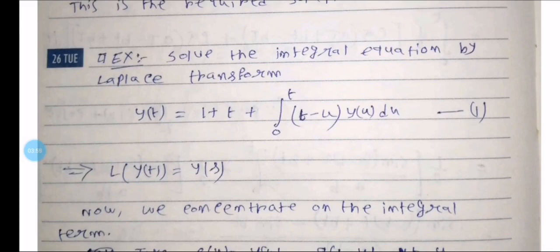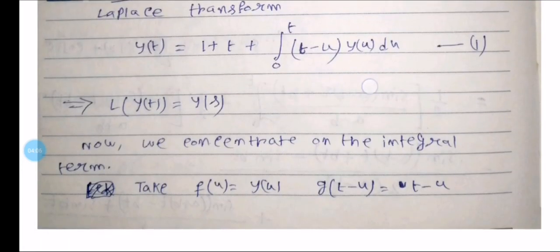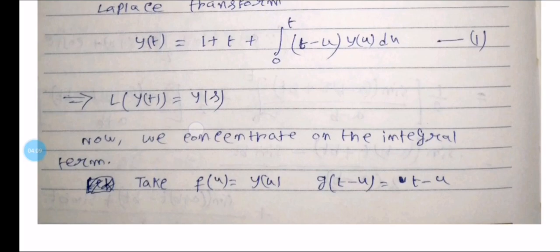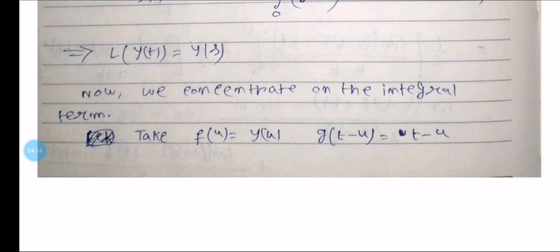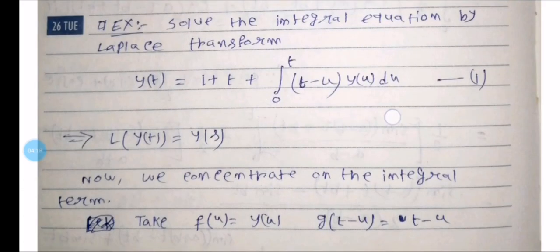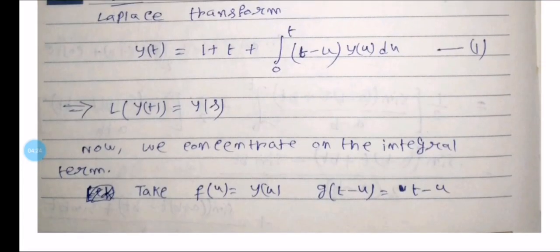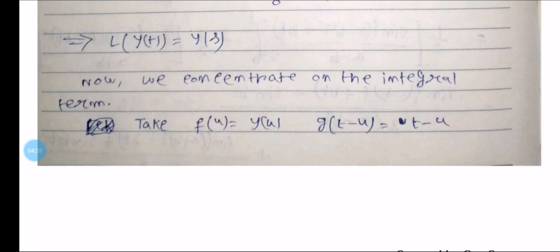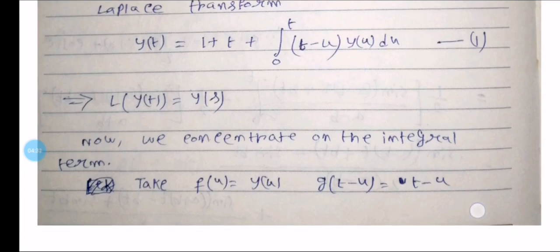Next example, solve this integral equation by using the Laplace transform. So this is one integral equation. We know that L of y(t) is Y(s). Only the Laplace transformation of the 1 plus t part you need to know, which looks like a convolution. So consider f(u) equal to y(u), and g(t minus u) you consider as t minus u, that is g(x) equal to x.